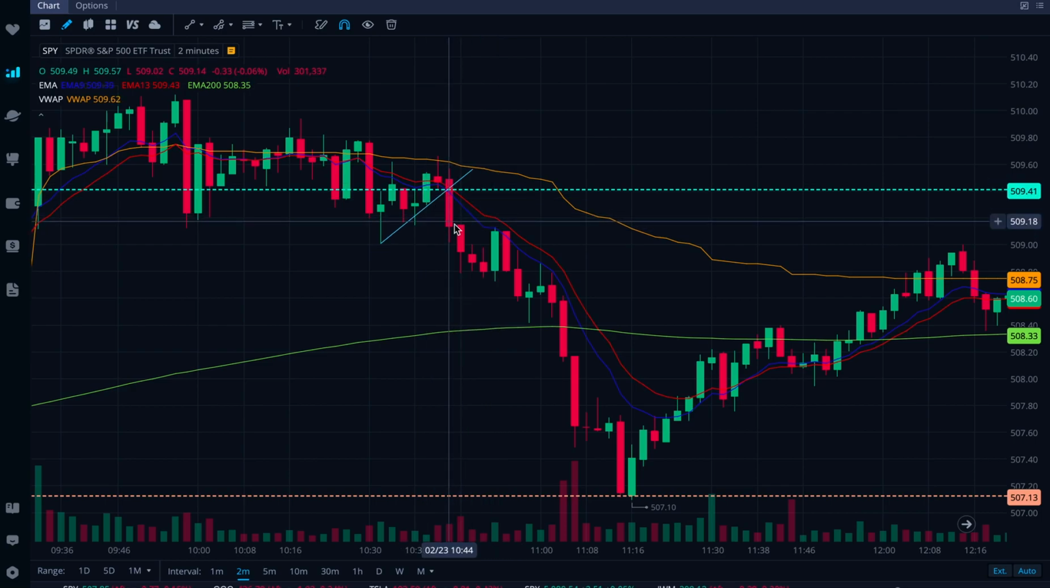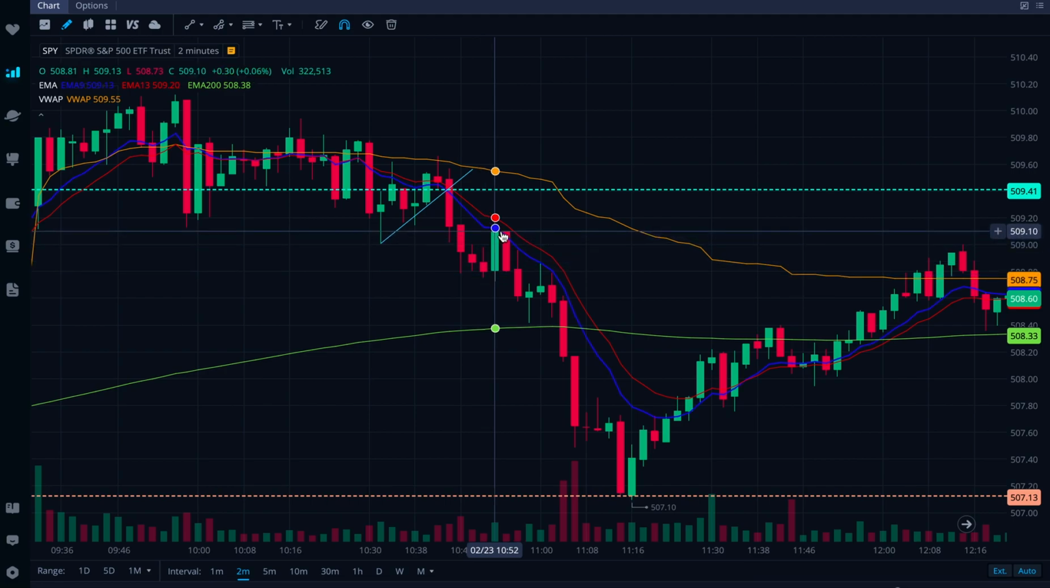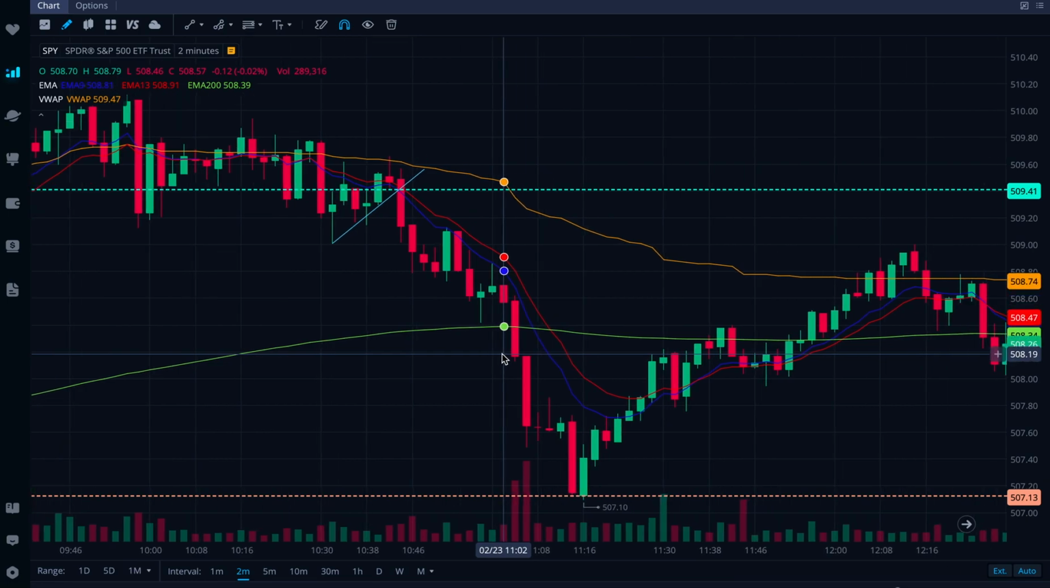So we get a nice move. We get a pullback, but as you can see, we're holding our 9 EMA as well as our 13 EMA. We get continuation down. We get stuck right around the 508.30 level on our 200 EMA. We retrace up a little, but once again, we wick hard right off this 9 EMA. So this is telling us the market's weak right now. And sure enough, the next two candles just blast through our 200 EMA, and we continue on down.